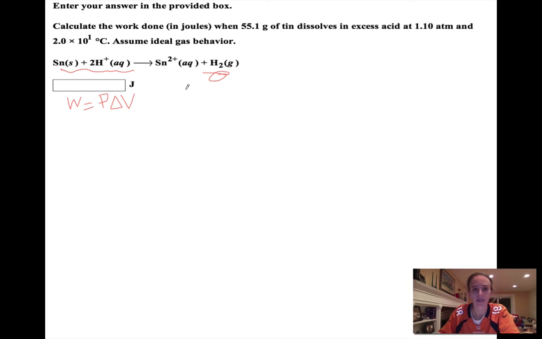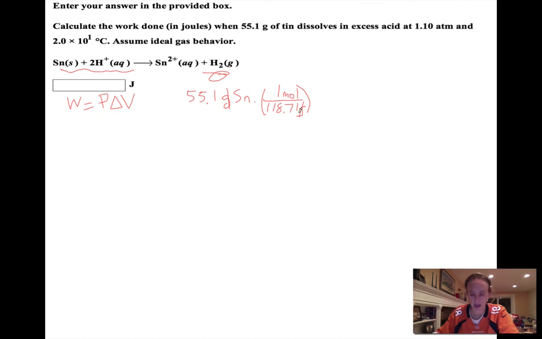So we're given the balanced chemical equation. Let's go ahead and start using some of our techniques from previous chapters. We know we have 55.1 grams of tin. We are going to have to convert this to moles. That's the first step in any gas or any stoichiometry problem. If we look in our periodic tables, we should see that 1 mole of tin has a molar mass of 118.71 grams.